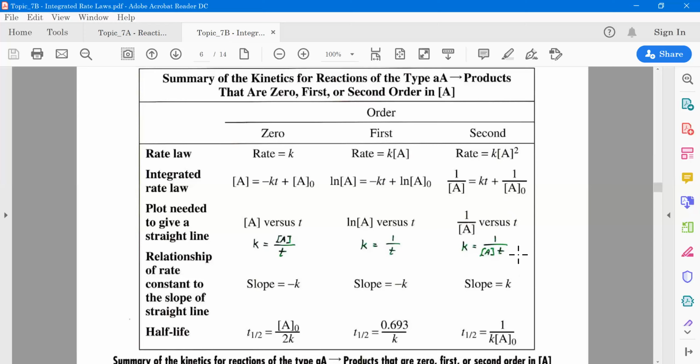You'll notice that for the 3 different reaction orders, only the first order rate constant does not depend on concentration, because if you double the concentration, you double the reaction rate. If you cut it in half, the reaction rate gets cut in half. And so the rate constant is a constant, and it depends only on the time of the reaction. So here's that relationship we talked about, the relationship of the rate constant to the slope of the straight line. For a 0 order reaction, the slope is minus k, the same as it is for a first order reaction. And for a second order reaction, it's simply k itself.